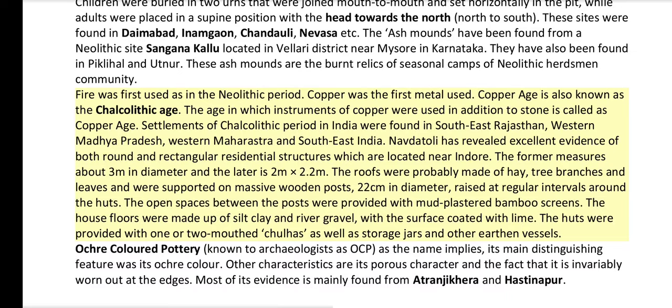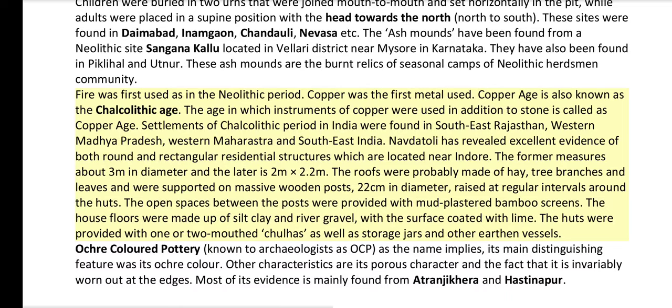Navdatoli has revealed excellent evidence of both round and rectangular residential structures, which are located near Indore. The former measures about 3 meters in diameter and the latter is 2 meters by 2.2 meters. The roofs were probably made of hay, tree branches and leaves and were supported on massive wooden posts, 22 centimeters in diameter, raised at regular intervals around the huts.